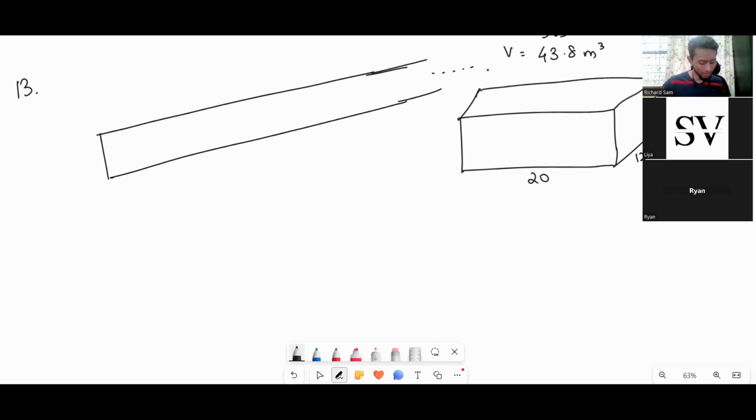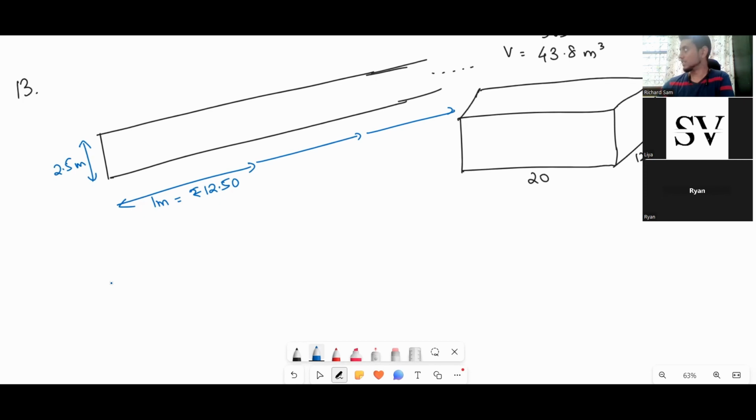Determine the cost of iron sheet at the rate of 12 rupees 50 paise per meter. What is that 12 rupees 50 paise? It's for 1 meter. Say this is 1 meter. 1 meter's cost is 12 rupees 50 paise. So this will be 2 meters, 3 meters. You see the roll. They're giving the cost of that roll per meter. Now, what else do we know? The sheet is 2.5 meter wide. So this is the width, 2.5 meter. That's the width of this iron sheet.